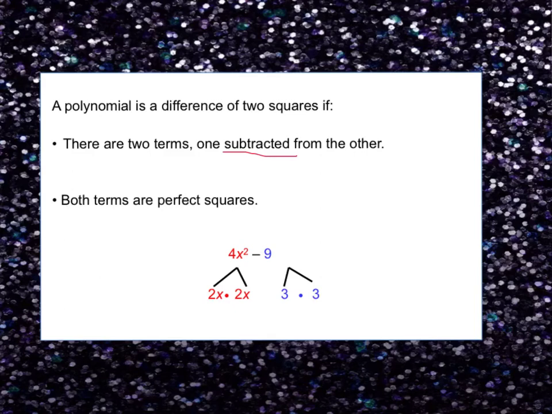So we have an example of that. 4x squared can be split into 2x times 2x. Remember, when you multiply the x's, you get x squared, but when you multiply the coefficients, you get 4. And 9 can be split into 2 equal factors, 3 and 3. So both are perfect squares, and there's that subtracted part in the middle. This is a difference of two squares, and we can apply the shortcut that's for this video.